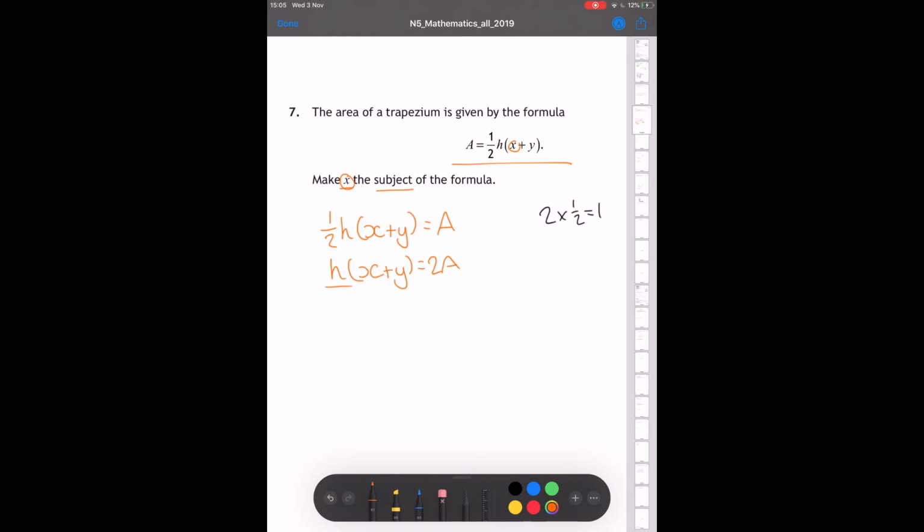So if we have a multiply by h, what's the opposite of that? Well, it's just the opposite of what we've just done. We've just got rid of a division by multiplication, so we get rid of a multiplication by division. So, dividing both sides by h, x plus y equals 2a over h. Excellent! One step further.